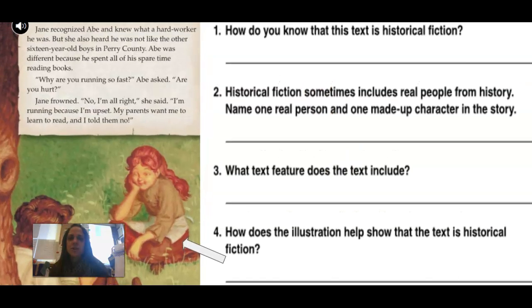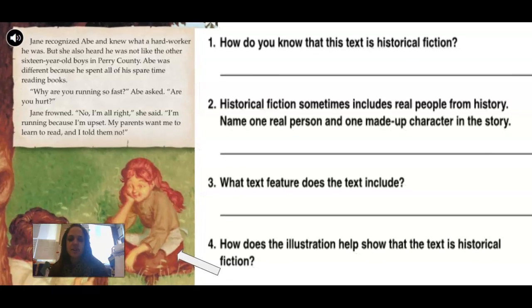So now I'm going to use that anchor chart to help me answer these questions. And remember, third graders, we're going to answer the questions using what we know about historical fiction, and we have to restate the question. How do you know that this text is historical fiction? Well, I can cross off my question words, and that will help me to get a better start at restating the question.